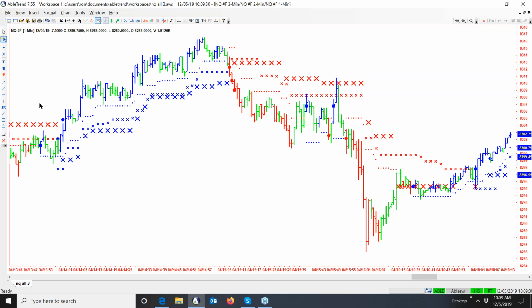So what we look for on our chart, and again, we really like the last 2 hours of the trading day, and it works just as well overnight.